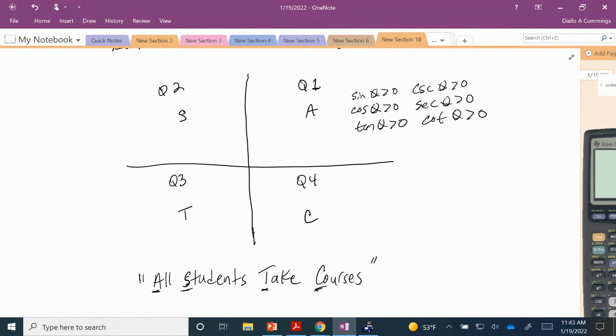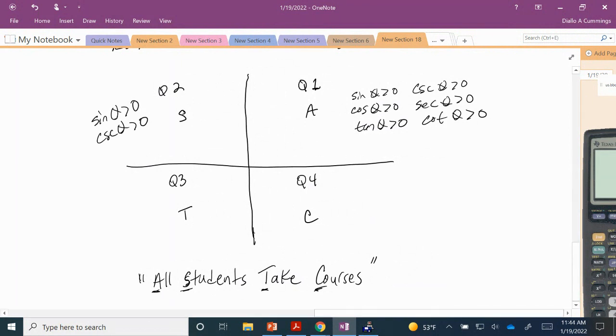The S part, for students, means that in the second quadrant, only the sine and its reciprocal are positive. Everything else is negative. So in the second quadrant, the cosine is negative, the secant is negative, the tangent and the cotangent are negative. The only things that are positive are just the sine and its reciprocal, the cosecant.